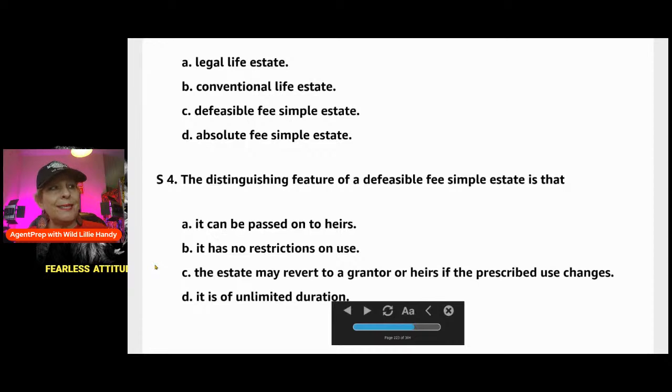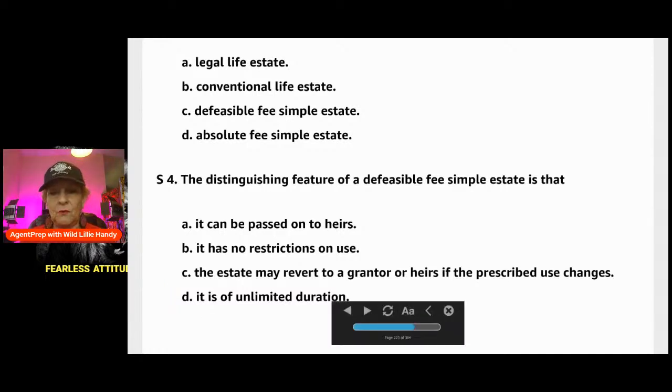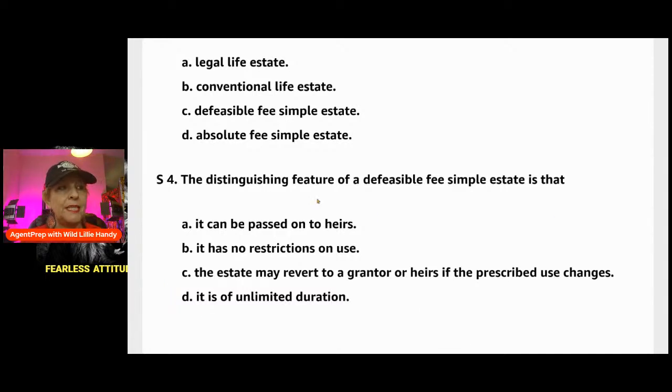Okay, number 4. The distinguishing feature of a defeasible fee simple estate, vocabulary, is that A, it can be passed on to their heirs. B, it has no restrictions on use. C, the estate may revert to the grantor or heirs if the prescribed use changes. Or D, it is of unlimited duration. So what is the answer for number 4? A defeasible. So what kind of fee simple estate is that? Defeasible.